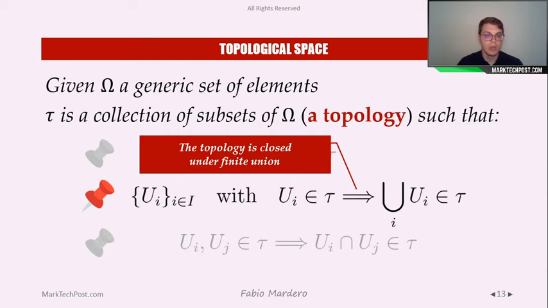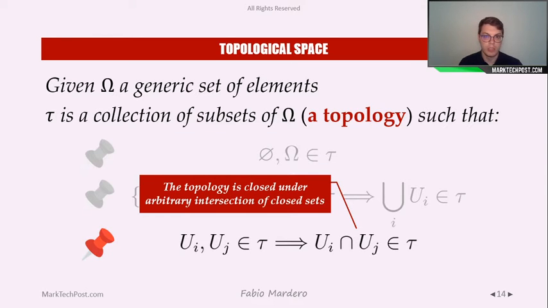So the second property can be expressed as: the topology is closed under finite union. Finite because we take I, capital A_I here, as a set of finite indices. The third property could be expressed as: the topology is closed under arbitrary intersection of closed sets.